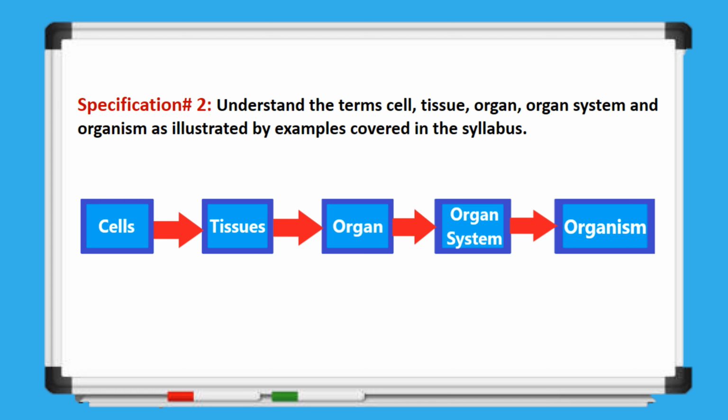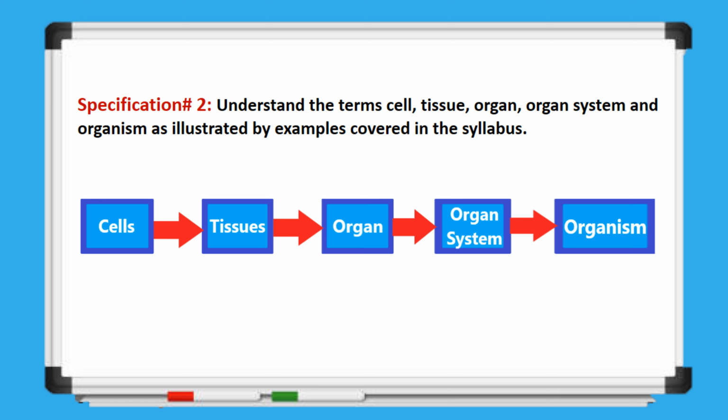Moving on to specification number 2, which states, understand the terms cell, tissue, organ system, and organism, as illustrated by examples in the syllabus. Here we can see a diagram, which illustrates the hierarchical structure of living organisms, starting from cells and progressing to the complete organism.